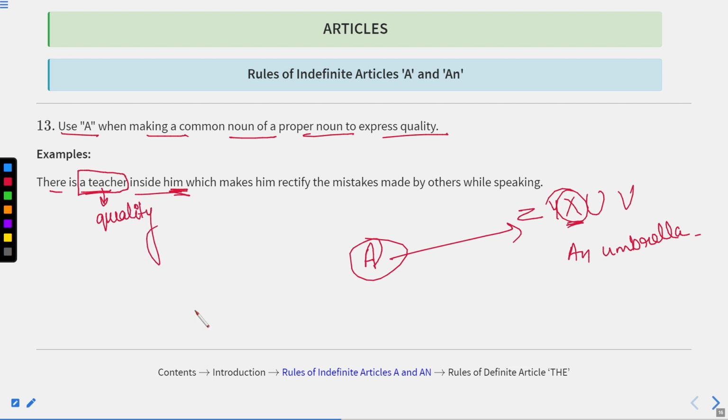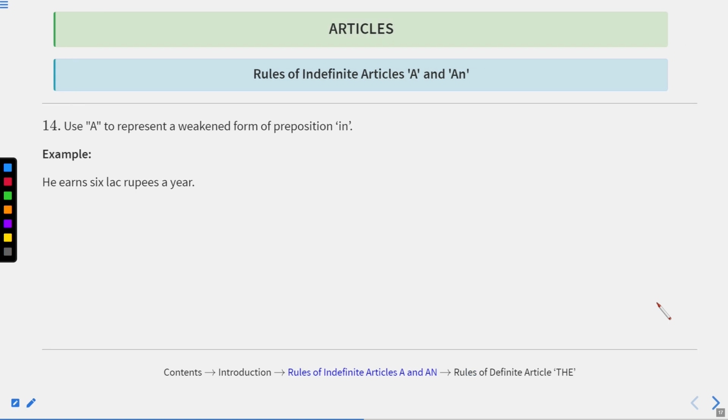Okay, so this is just a quality which we are expressing of that person. In this manner we can use a or an before that particular thing. For example, if I say there is a mother inside him, now obviously mother is not in his body, there is a quality of mother which is inside him as well. So in this manner we can use a or an. This is somewhere a literary device that has been used over here. Okay, now let us move to the next one.